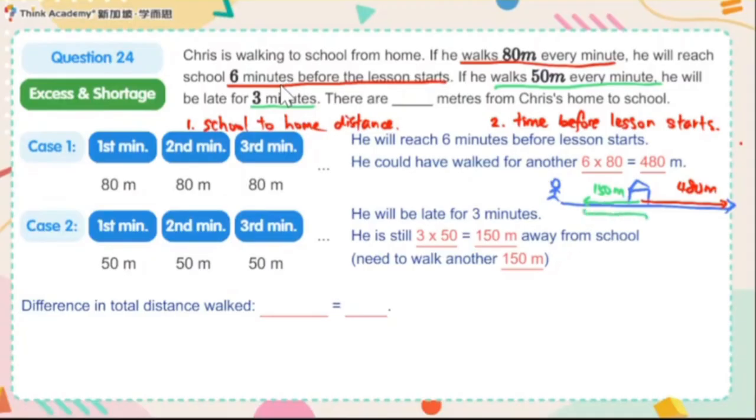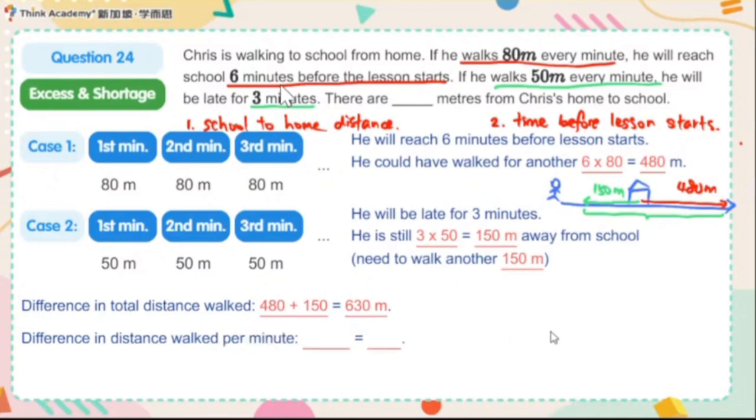So to find the difference in the total distance walked, one is beyond, one is just before. I shouldn't subtract. As shown in the picture here, I should add up the distances. Extra 480 plus shortage 150. So 480 plus 150 is 630 meters. Now, why is there a difference in the total distance walked? Why couldn't he cover the extra 150 meters and also go beyond for 480 meters? Why is there such a difference?